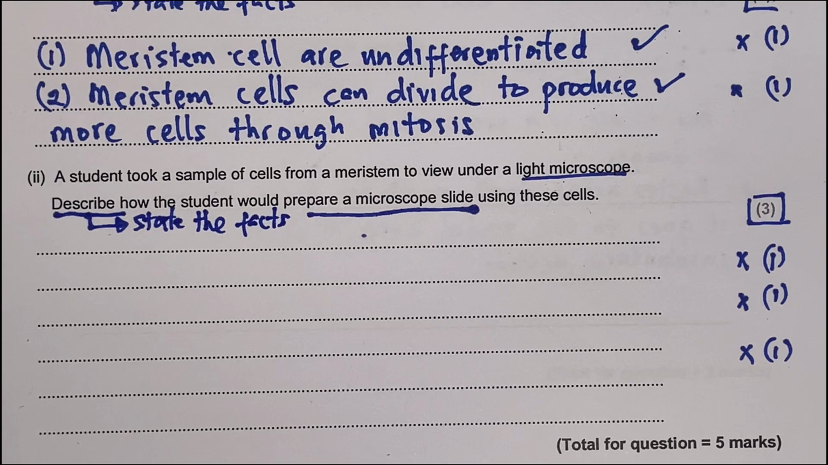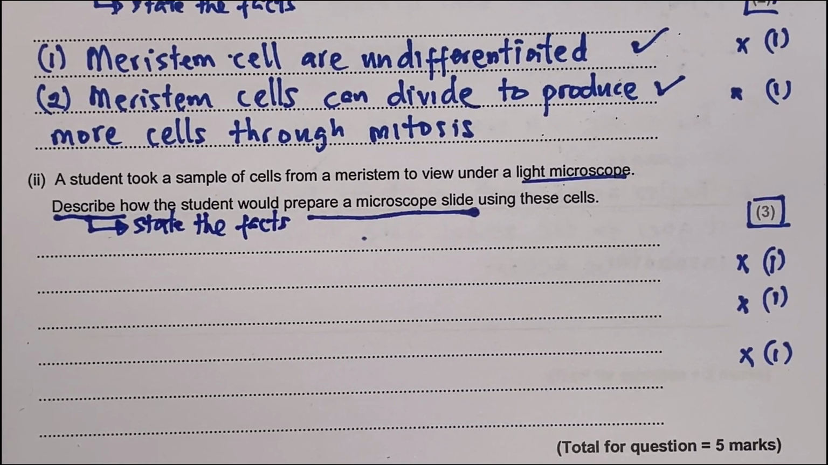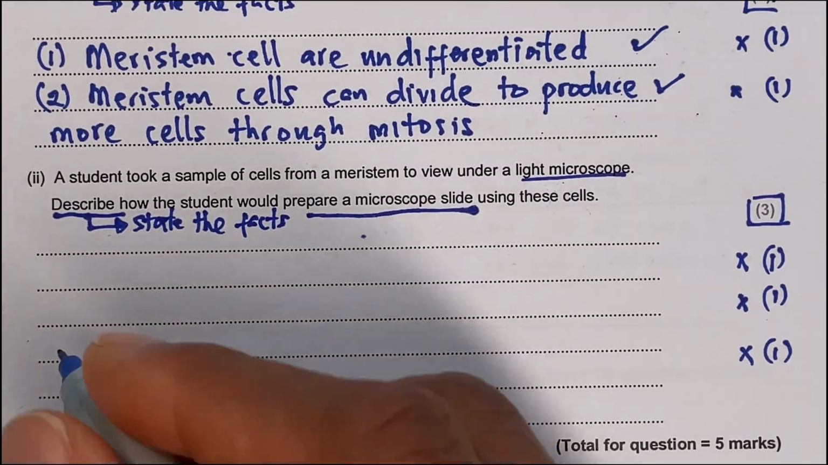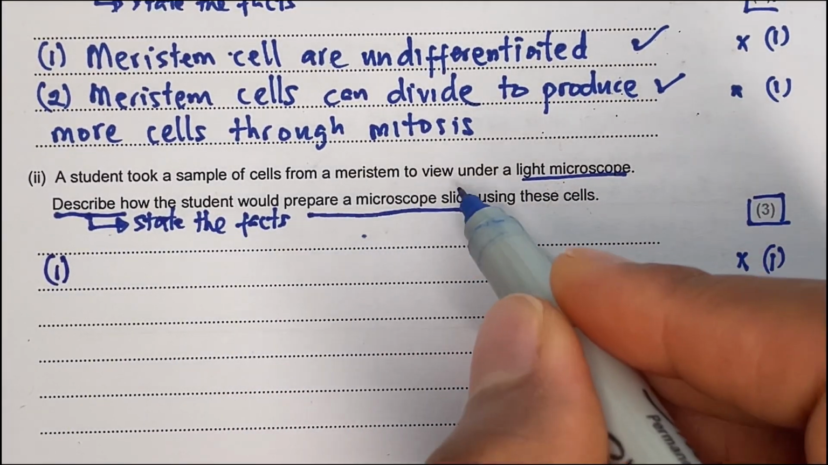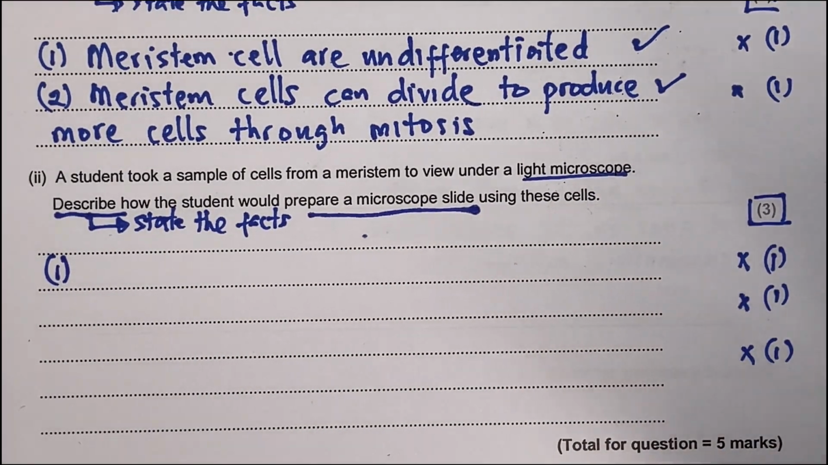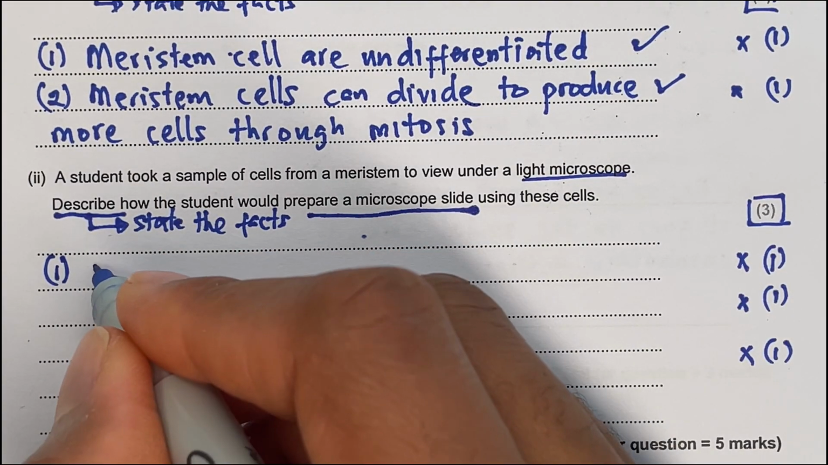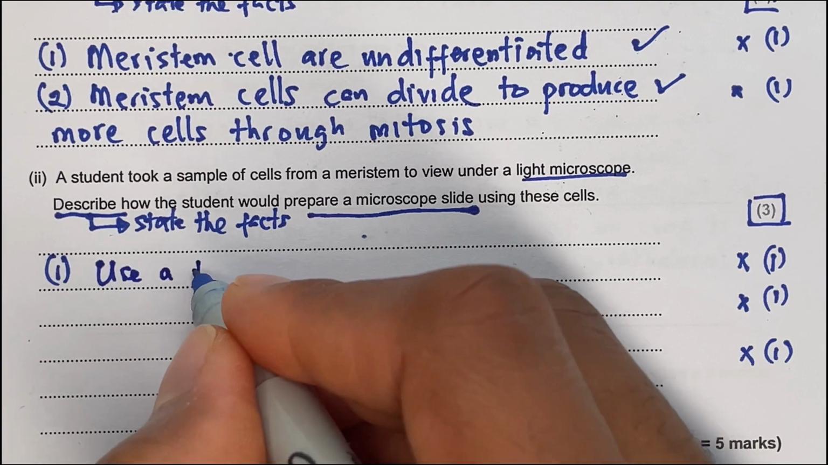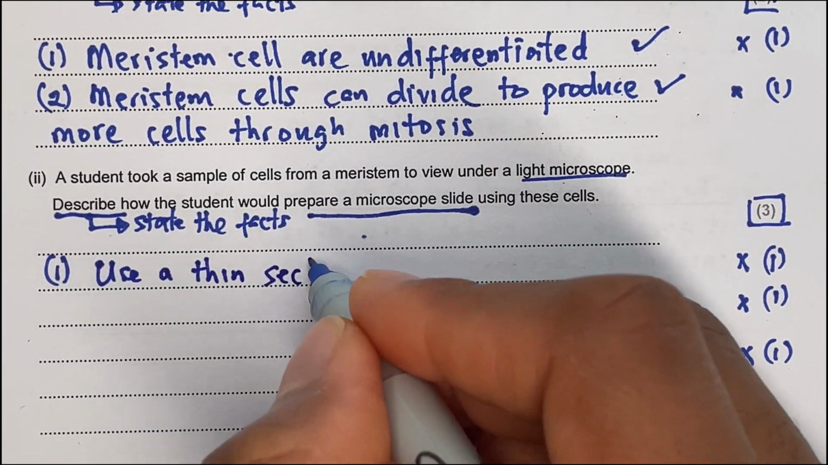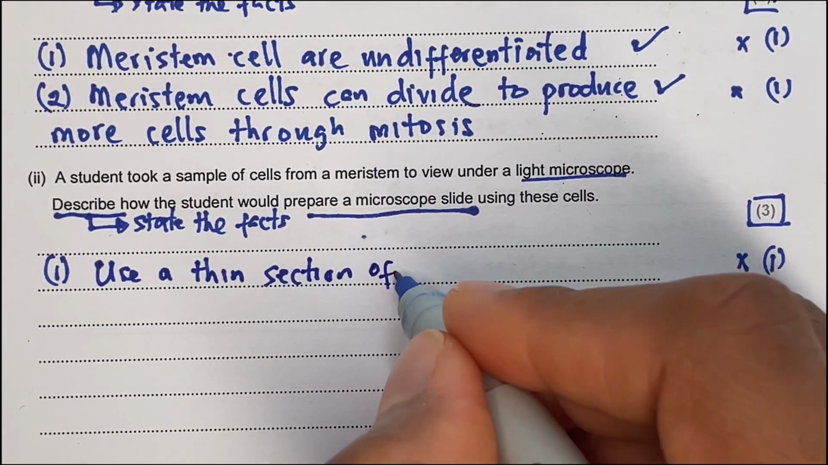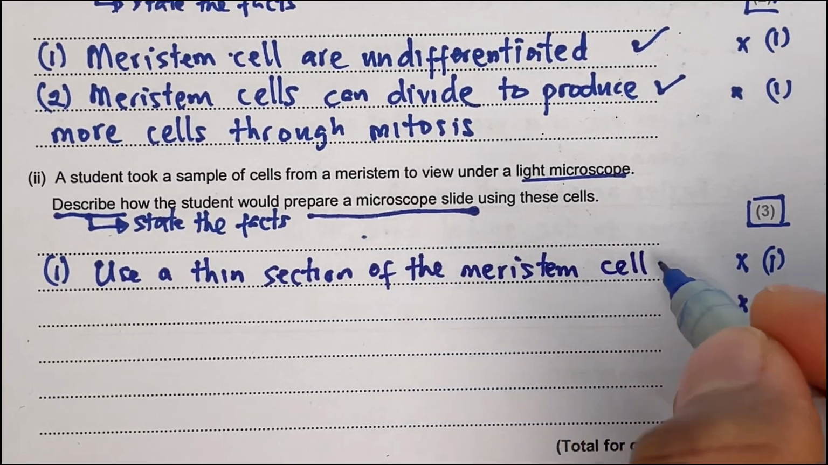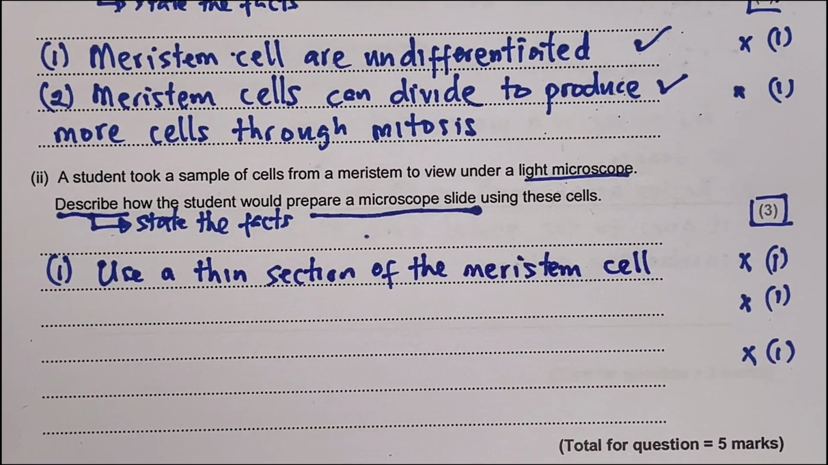Now, what do I know about a microscope? How do I prepare a microscope slide? My first point would be, of course, I can't put the big sample of cells, so I need to take a thin section. I need to use a very thin section of the meristem cells. I can't put the entire meristem on the microscope. That would not work.